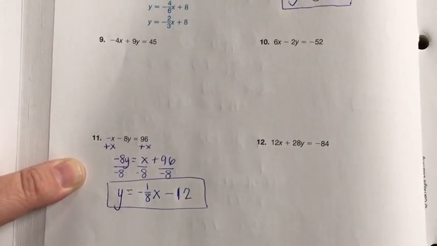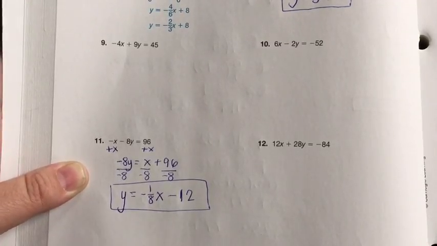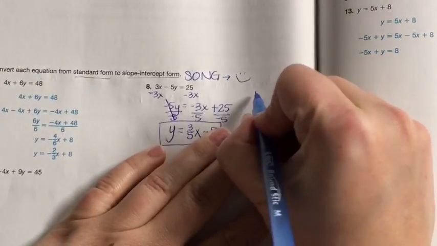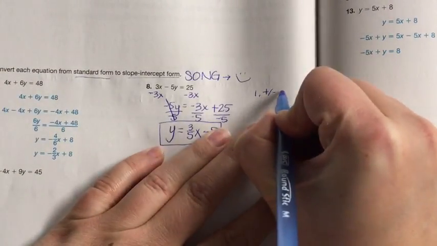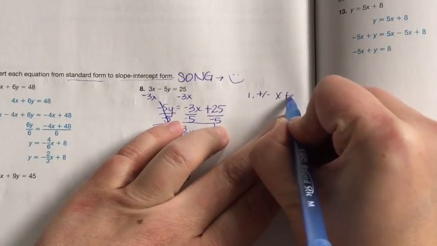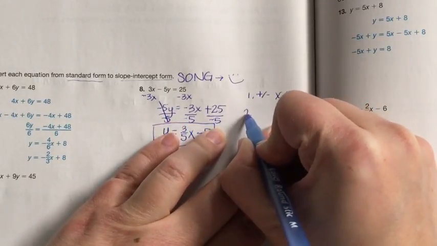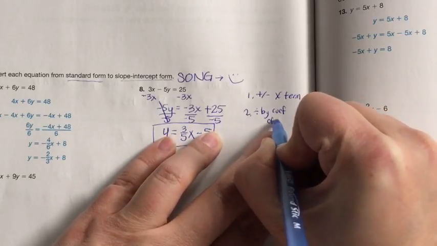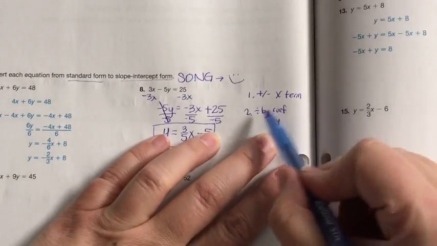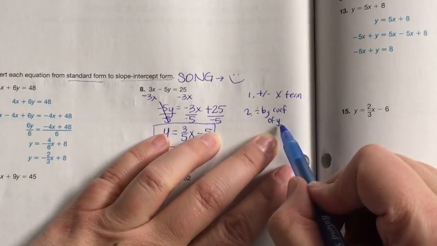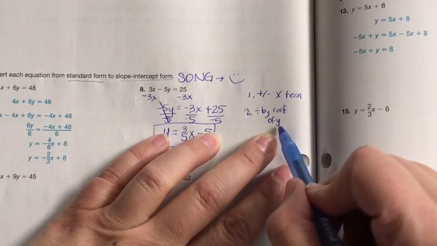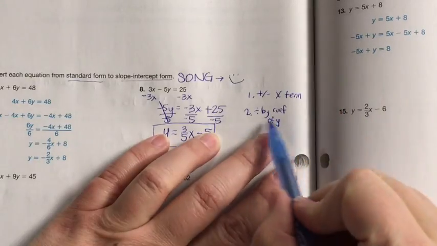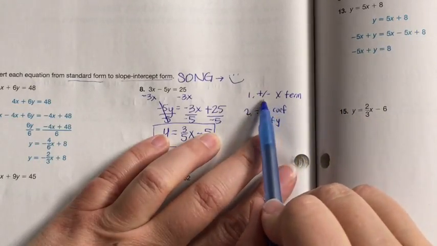The next part is just going backwards from that. So the song, let's go back to the song. What the song said, step 1 is to add or subtract the x term. And then step 2 said divide by the coefficient of y. So we're going to go backwards. We're going to multiply everything by the coefficient of y, which there won't be anything until later. We'll see that. And then we're going to also do this.